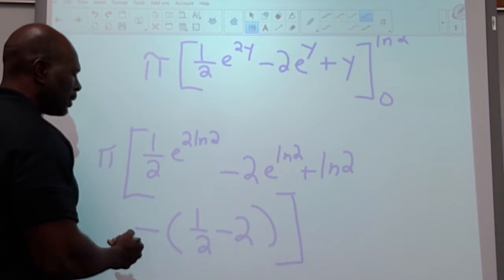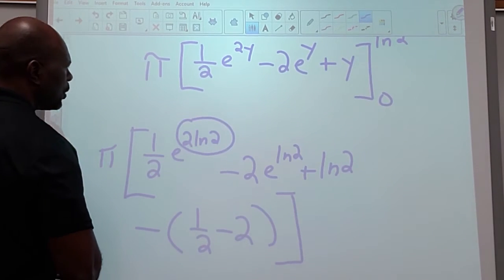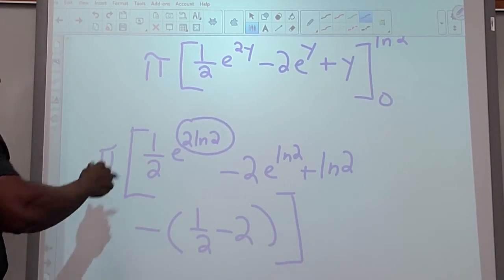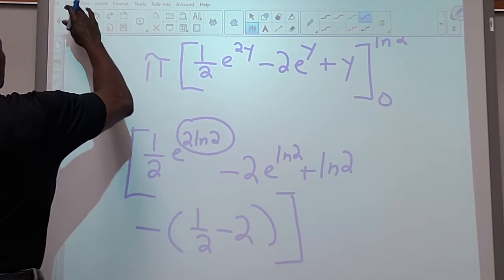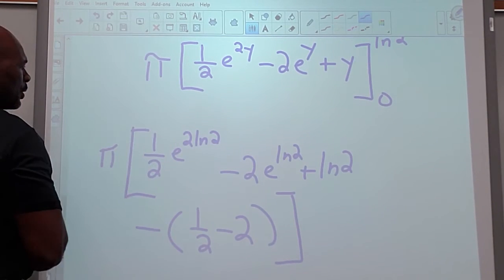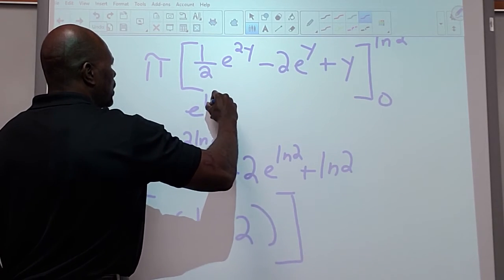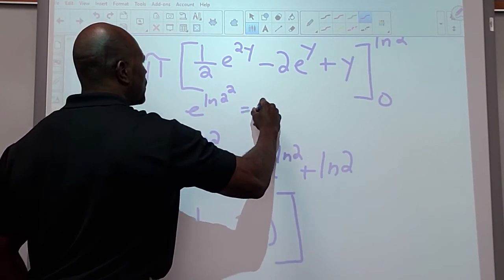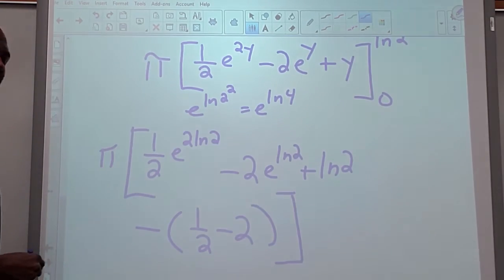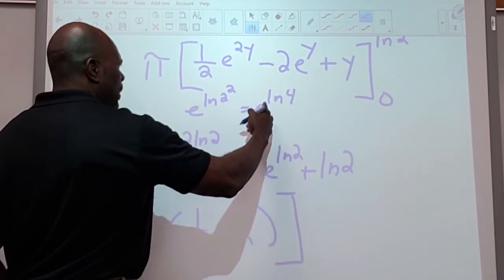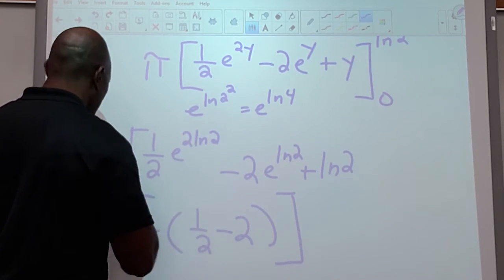Now, just really one thing to look at is this term right here. This e to the power of 2 ln 2, we know e to the power of ln anything is anything, but there's a number in front. So we can use our properties of logarithms, and we can think of e to the power of 2 ln 2 as e to the power of ln 2 squared, or e to the power of ln 4. We can do that based off the properties of logarithms. So of course, e to the power of ln 4 is simply 4. So e to the power of 2 ln 2 is simply 4.